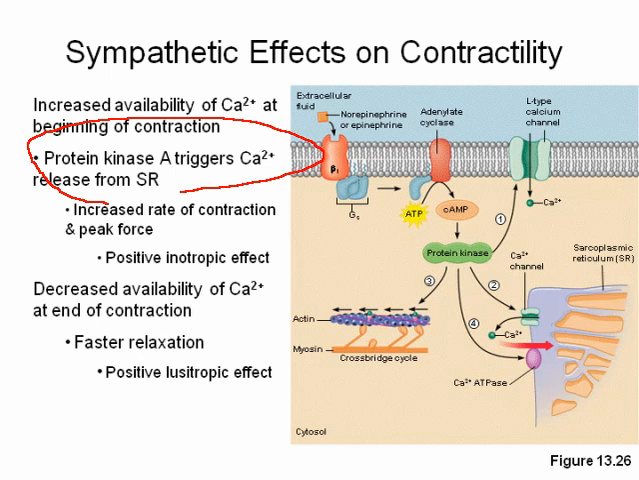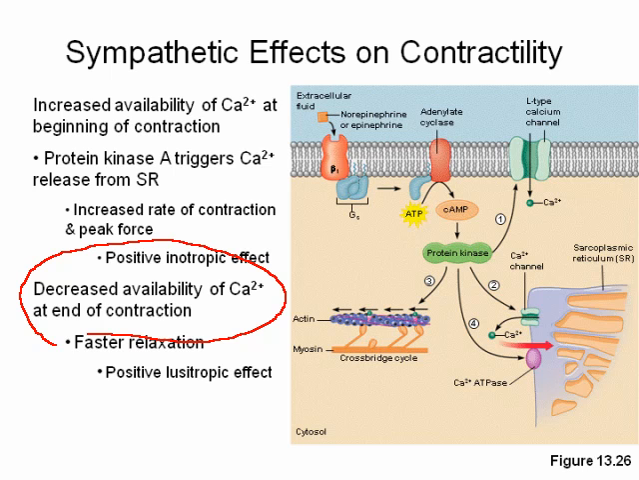So protein kinase A is going to trigger calcium release from the sarcoplasmic reticulum. It's going to increase the rate of contraction and peak force. This is referred to as the positive inotropic effect. And notice it is not spelled I-O-N-O. It is I-N-O. It is not ionotropic. It is inotropic. This refers to force of contraction.